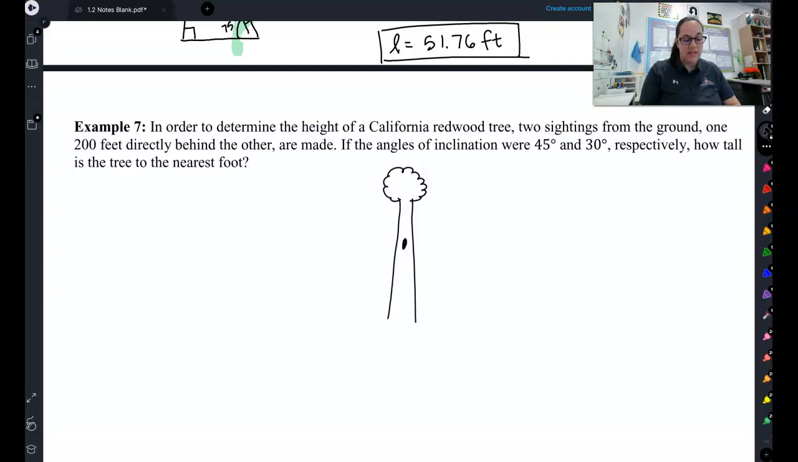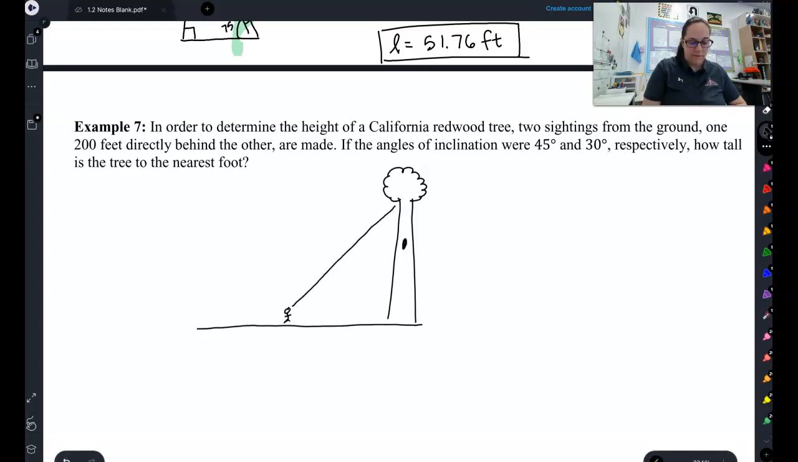One of those sightings is 200 feet directly behind the other. And we know the angles of inclination up to the tree from each sighting were 45 and 30. So let's draw a flat ground here for our tree. And I know that my first sighting was 45 degrees. So there's my 45, 45, 90. And notice I tried to make the sides about the same length because the 45, 45, 90 is an isosceles.